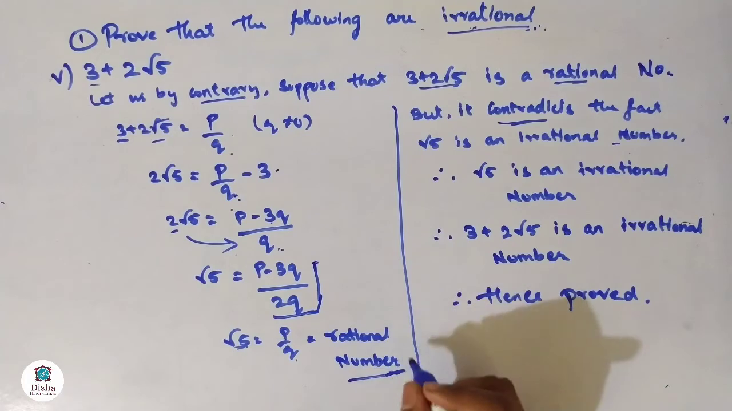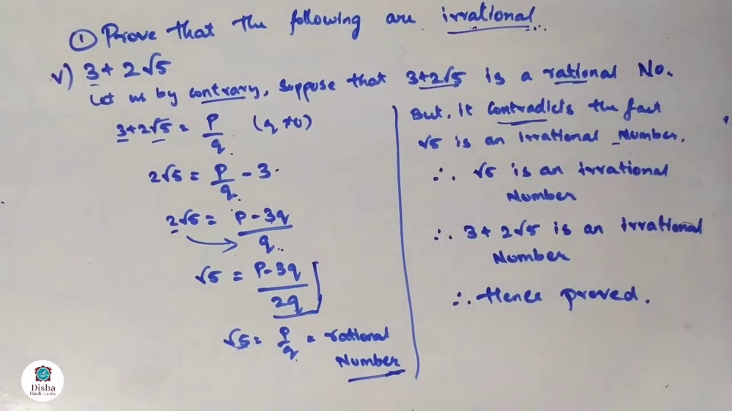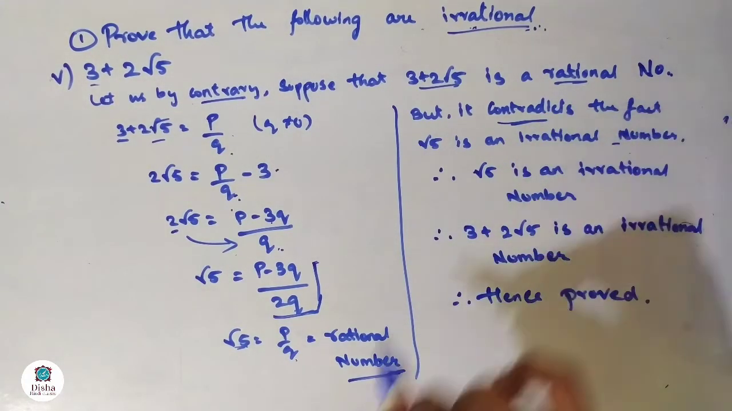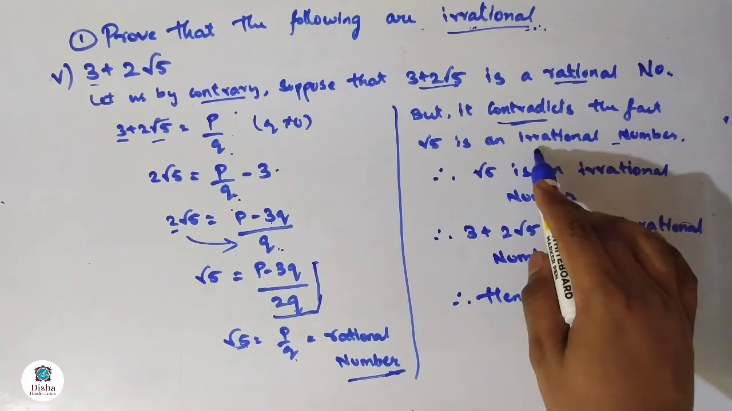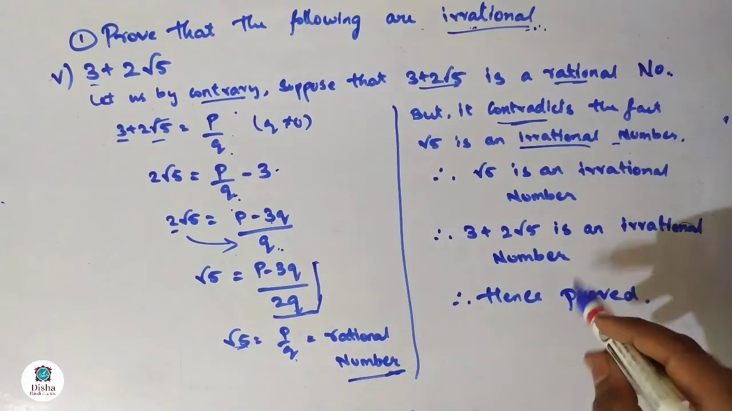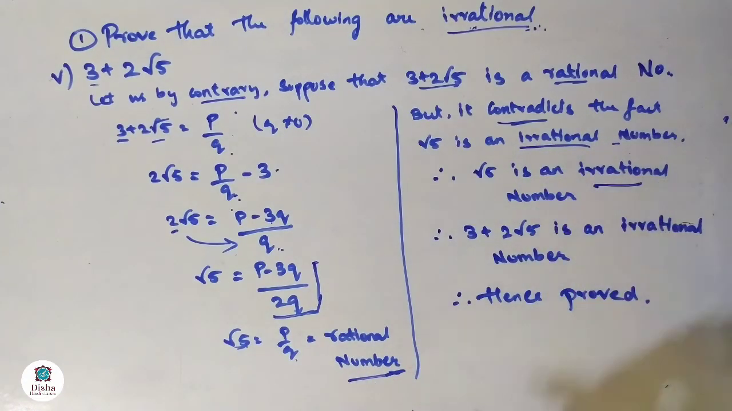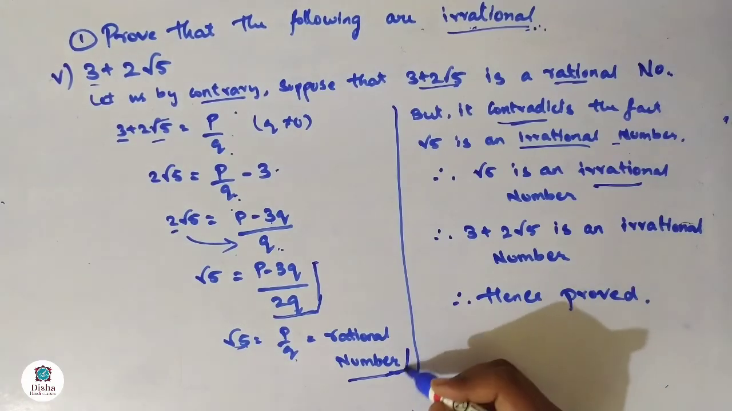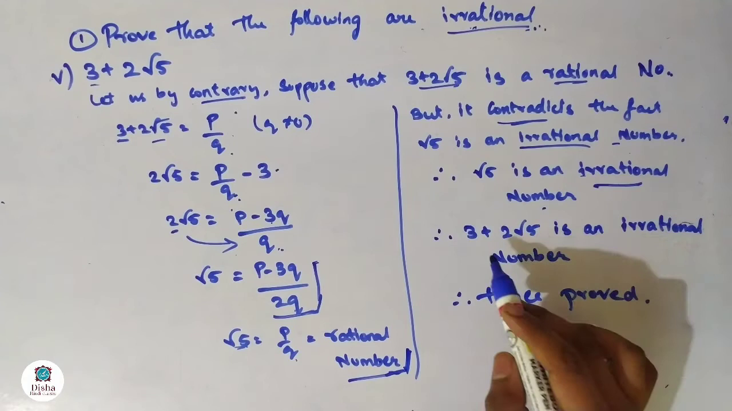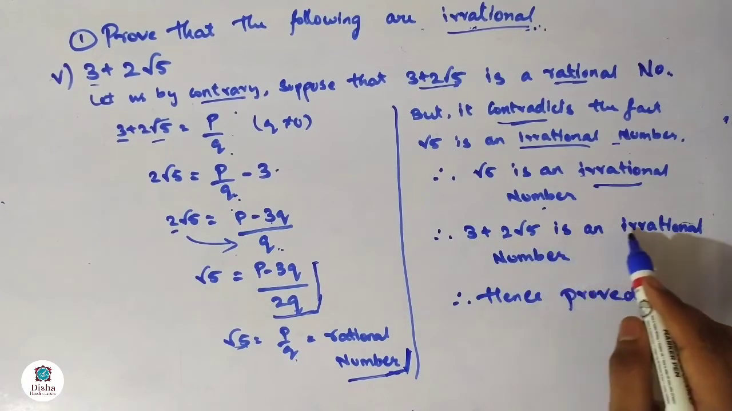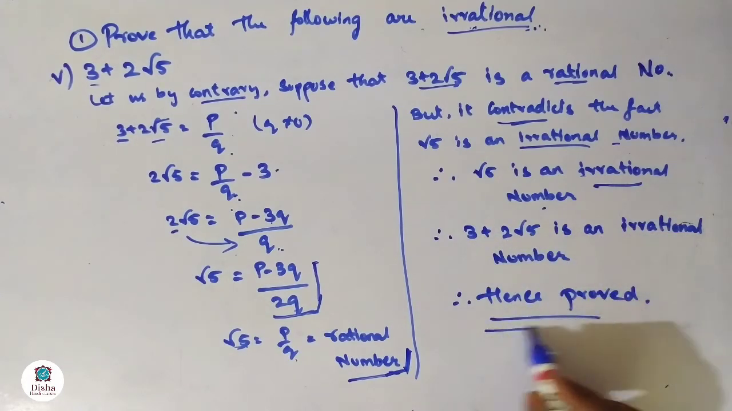So therefore we can term it a rational number. But this contradicts the fact that root 5 is an irrational number. We have taken the contrary, so we got the answer as a rational number, but in reality it is an irrational number. So we have to write the opposite of this result. We have written that root 5 is an irrational number, due to which 3 plus 2 root 5 is an irrational number. Therefore, hence proved.